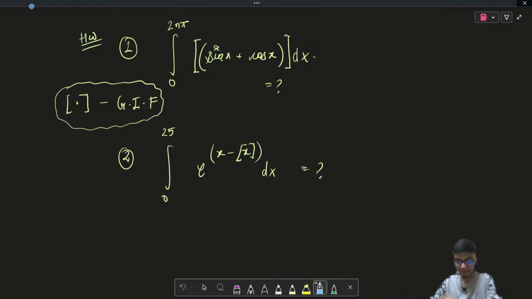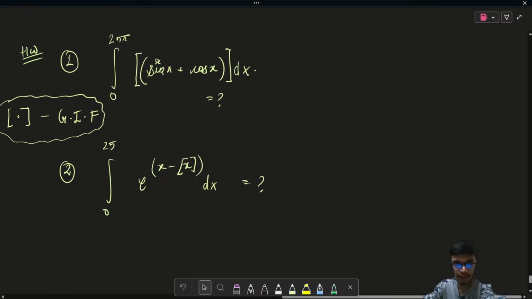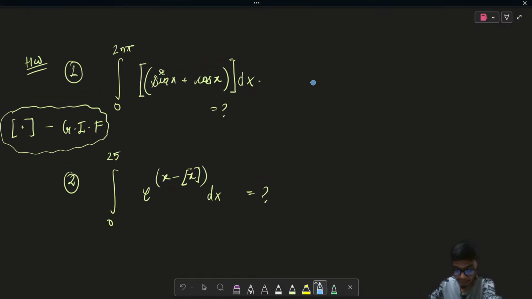If you have done the solutions, the questions are very, very simple, right? So let us analyze the first problem. In this problem, we have to find the integral with limits 0 to 2n pi of the function sin x plus cos x, and there is a greatest integer of it, right? So how do we evaluate that?